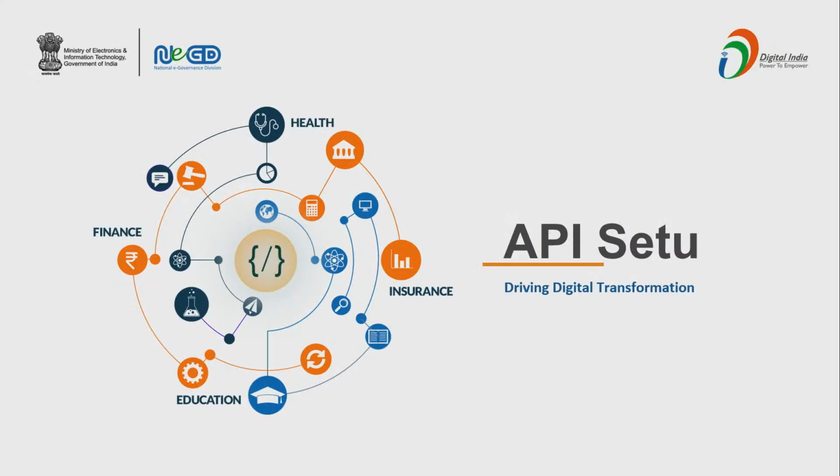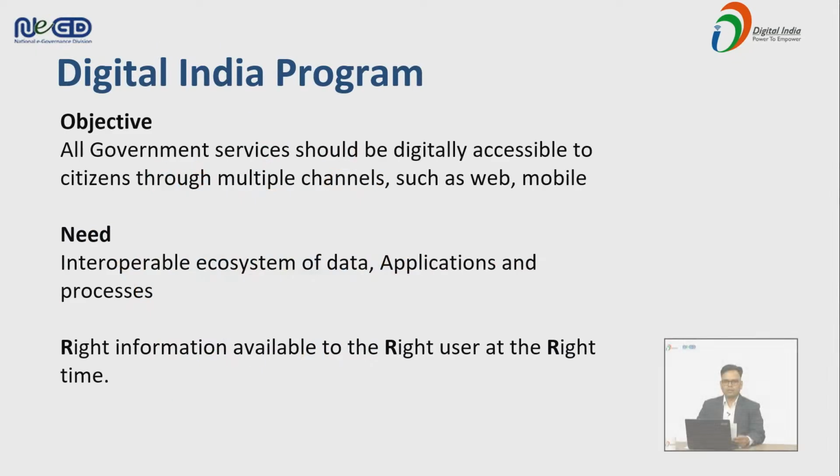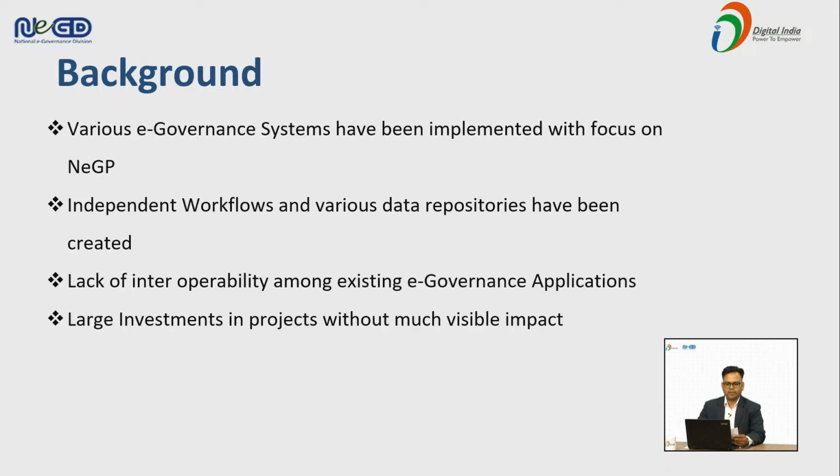So let me start with the presentation that will cover all the aspects of Open API policy, followed by the evolution of API Setu platform. Let us begin with the presentation. So audience, as you all are aware, the Digital India program has an objective that all the government services should be digitally accessible to citizens through multiple channels such as web and mobile. So there was a strong need for an interoperable ecosystem of data, applications and processes. So the overall objective was to make the right information available to the right user at the right point of time.